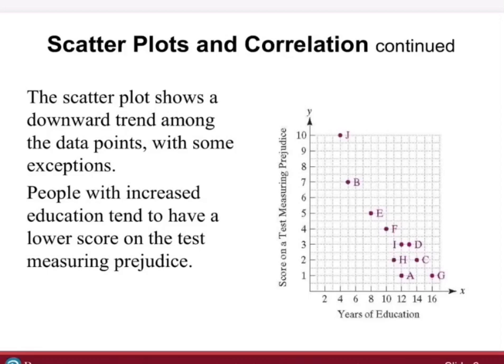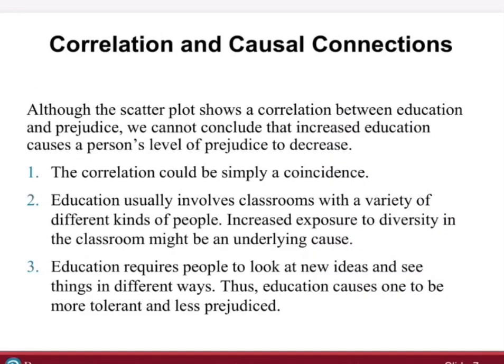But basically, it's saying that the less educated someone is, the more likely they are to be prejudiced, right? That's just based on this data. I'm not saying if this data is accurate or not. Although the scatter plot shows a correlation between education and prejudice, we cannot conclude that increased education causes a person's level of prejudice to decrease. Okay. The correlation could be simply a coincidence.